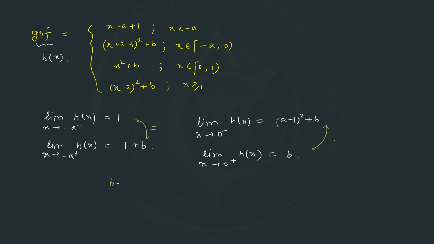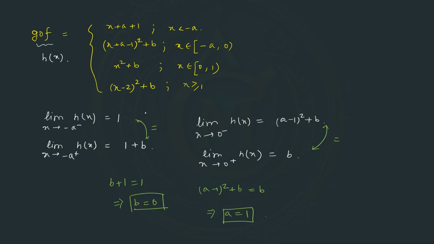So we get b plus 1 is 1. So b is 0. And similarly, (a minus 1) whole square plus b equal to b. So a is equal to 1. That means a is 1 and b is 0. So we can finally find an expression for the g of f(x). Let us go to the next page.